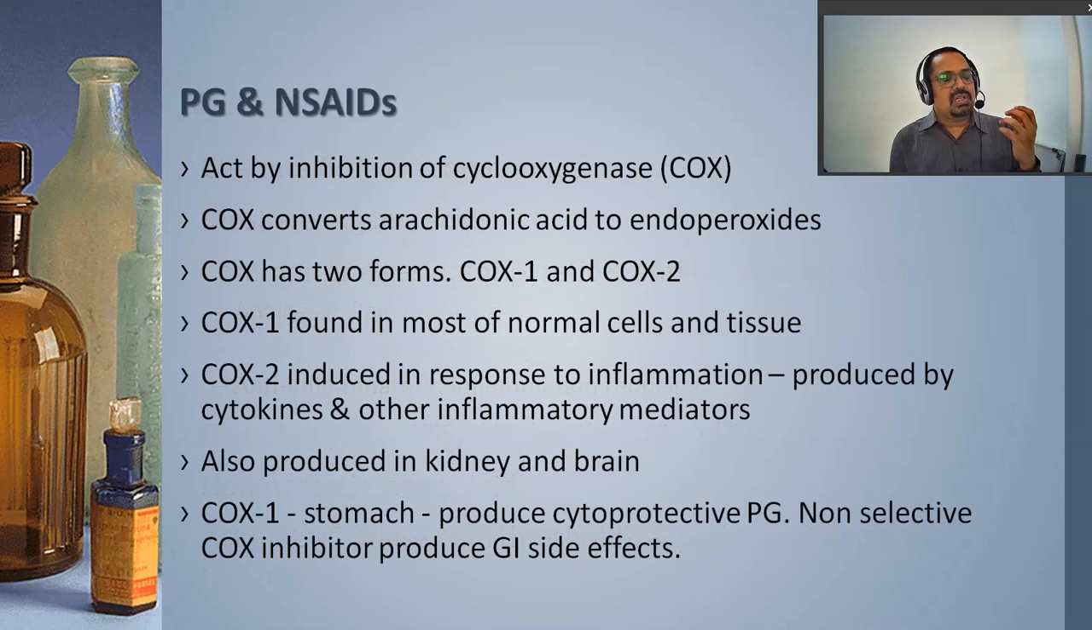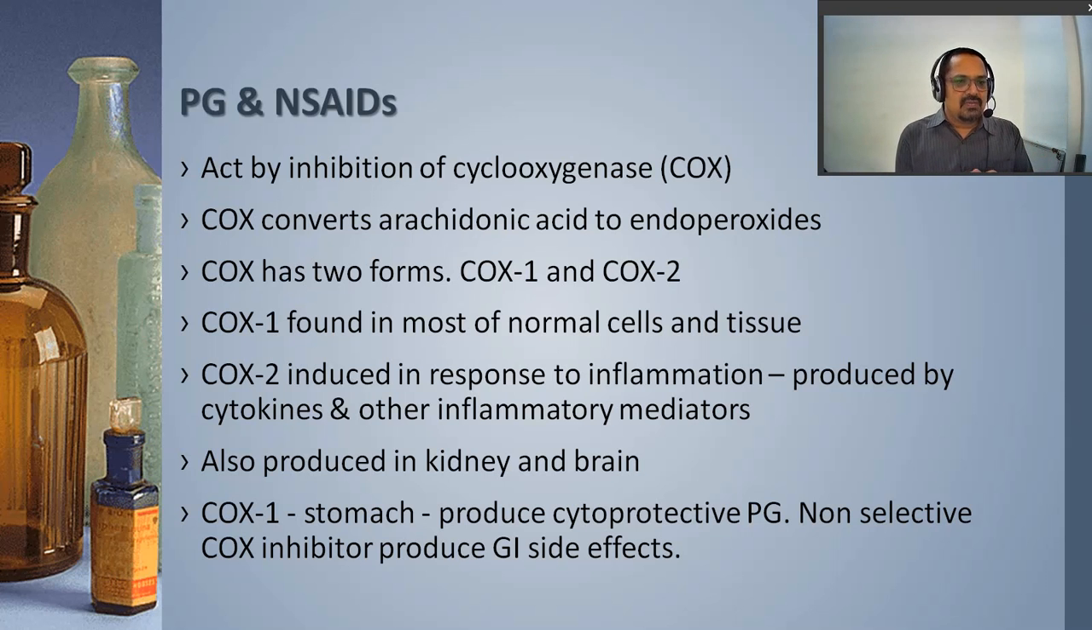Next, one typical characteristic of non-steroidal anti-inflammatory drugs is that they block the cyclooxygenase enzyme. The cyclooxygenase enzyme is available all over the body, and it is responsible for conversion of arachidonic acid to the endoperoxide, and ultimately this endoperoxide will be converted to prostaglandins. There are two forms of this cyclooxygenase which are responsible for prostaglandin synthesis: COX-1 and COX-2.